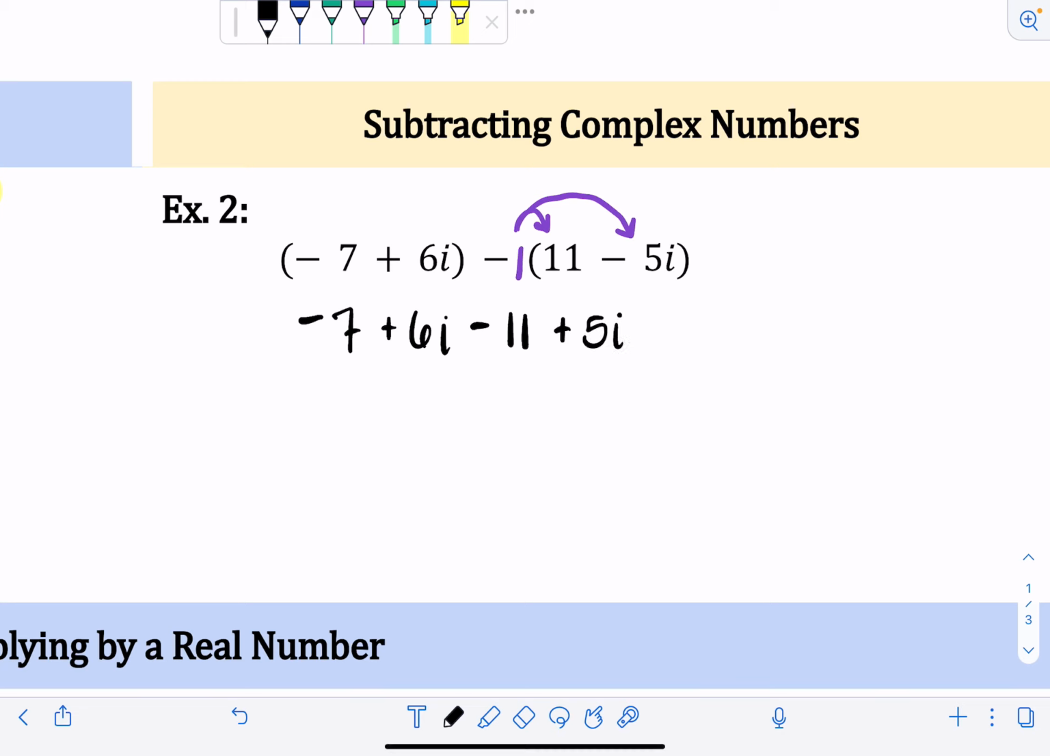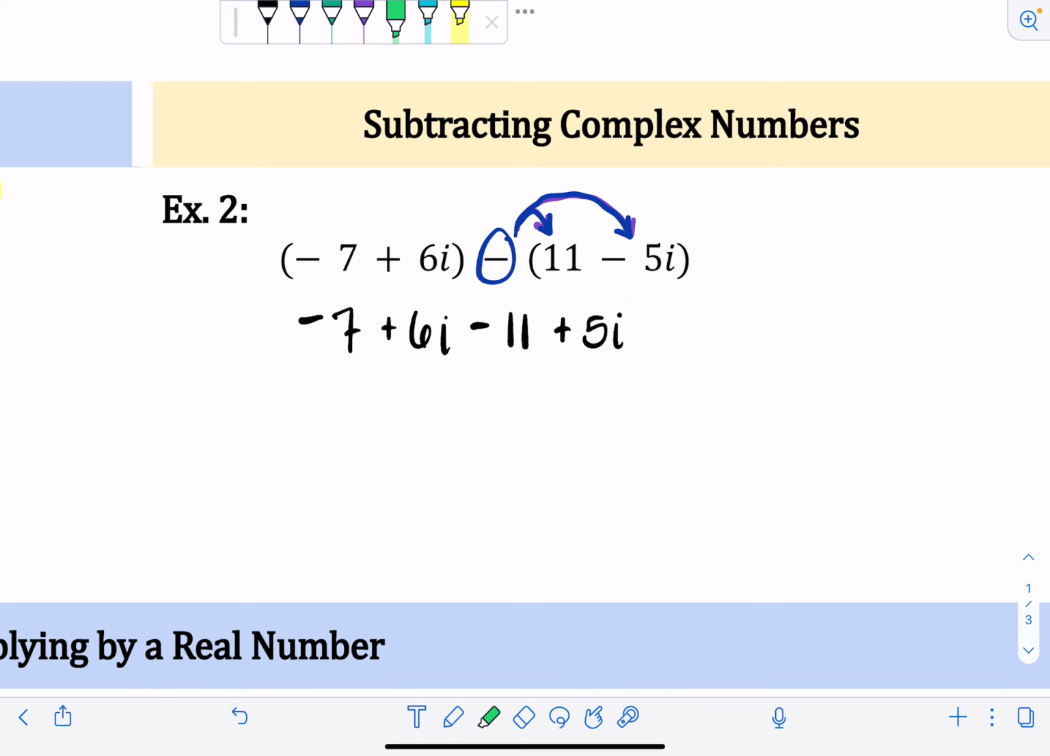And then now my parentheses are off, and I can go ahead and just combine like terms, like example 1. You don't necessarily have to put the 1 there. You can just consider yourself as distributing the negative. So a negative times positive 11 turns into negative 11, or a negative times negative 5i turns into a positive 5i. It just basically switches the signs of what you originally had in the parentheses. So positive goes to negative, negative goes to positive.